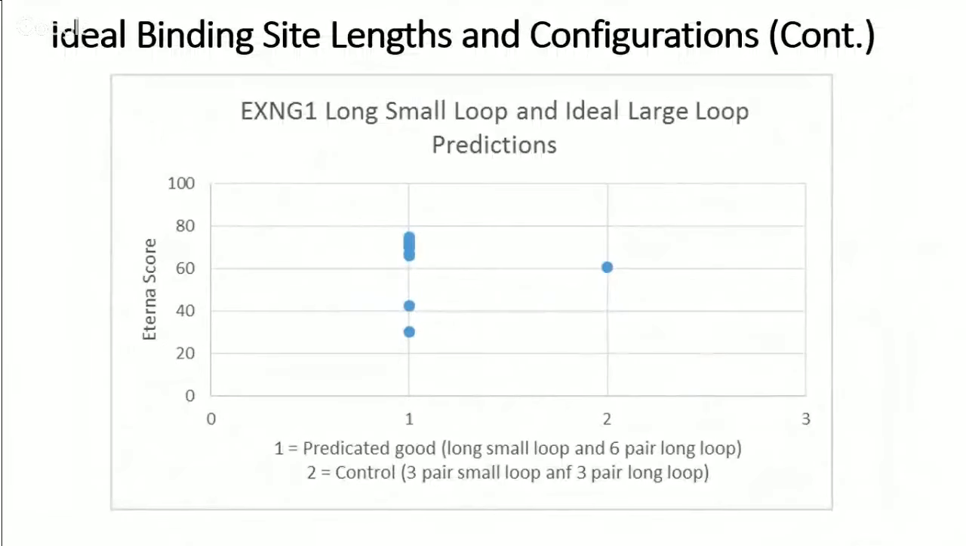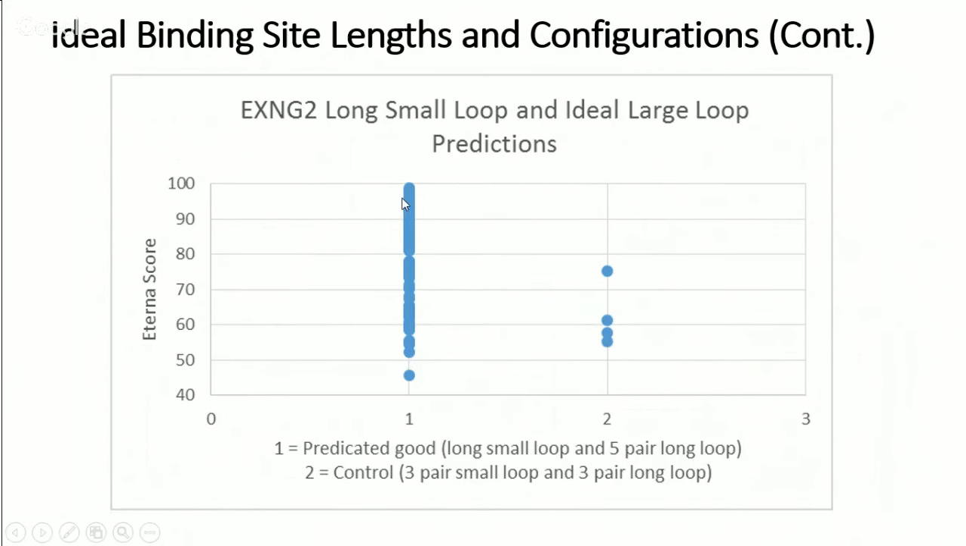So now we're going to talk about the ideal loop binding site. I don't have any bad plots for this, just good plots, and these are predictions for designs that have the long small loop and the ideal dynamic large loop, with the ideal large loop length. And the ideal large loop length for exclusion NG1 is 6 pairs long, and you see how we score almost to an 80. So it's not the greatest, but it's getting up there.